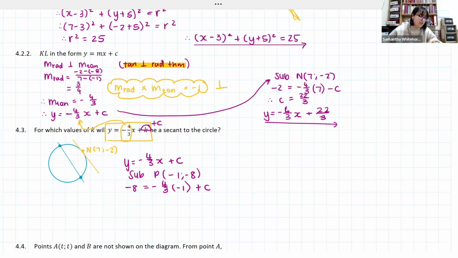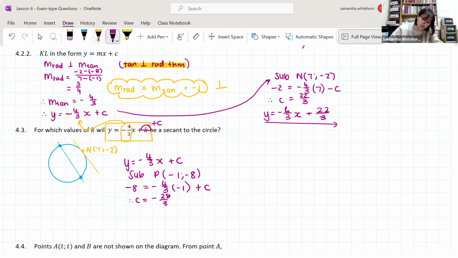Again, just type it into your calculator. There's no reason for you to go and do anything more fancy. But that gives you a c value of -28/3.